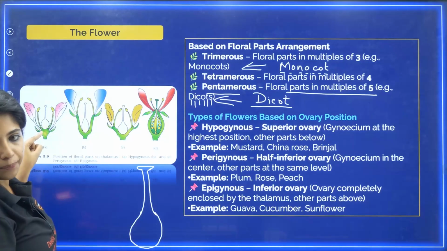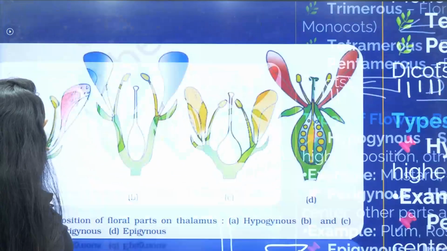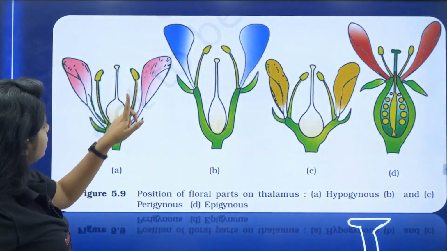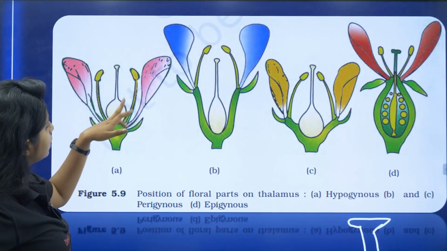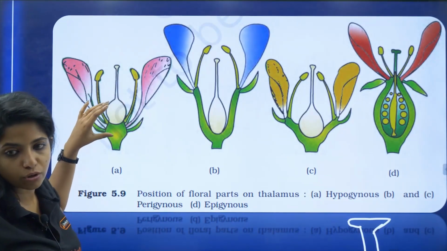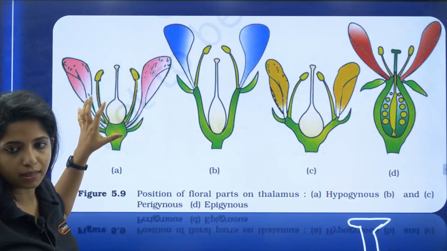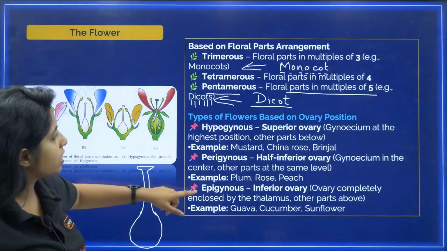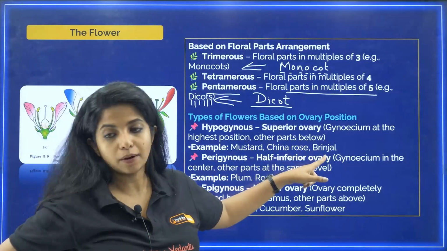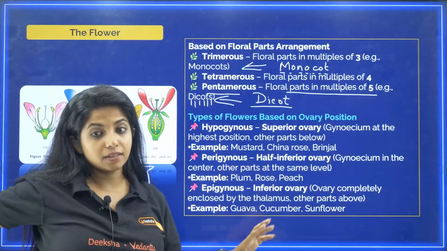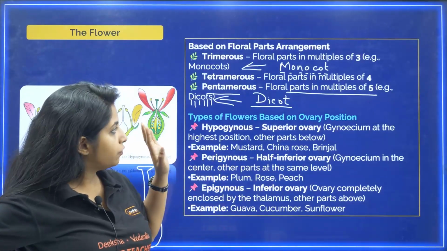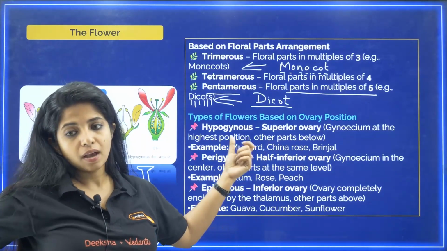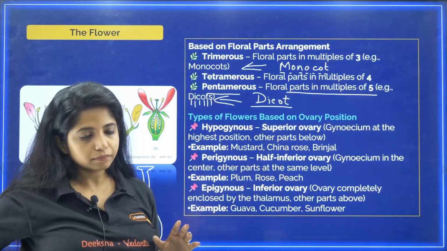If you can see this particular picture, again very important thing. Over here it's above the petals, the sepals, everything, even the androecium. At the top you have the gynoecium. This is known as hypogynous arrangement. Now the next one is, you can see, mustard, China rose and brinjal. Again I am telling you, mustard is a real big culprit. Mustard is everywhere. The first example of everything is mustard. So mustard, China rose and brinjal, you can remember it as maths, chemistry and biology, if you want.